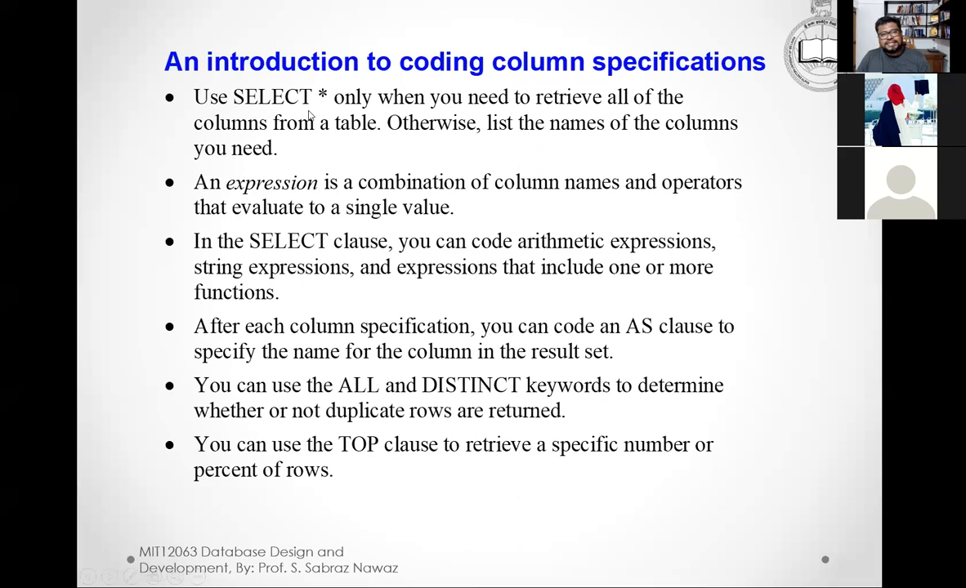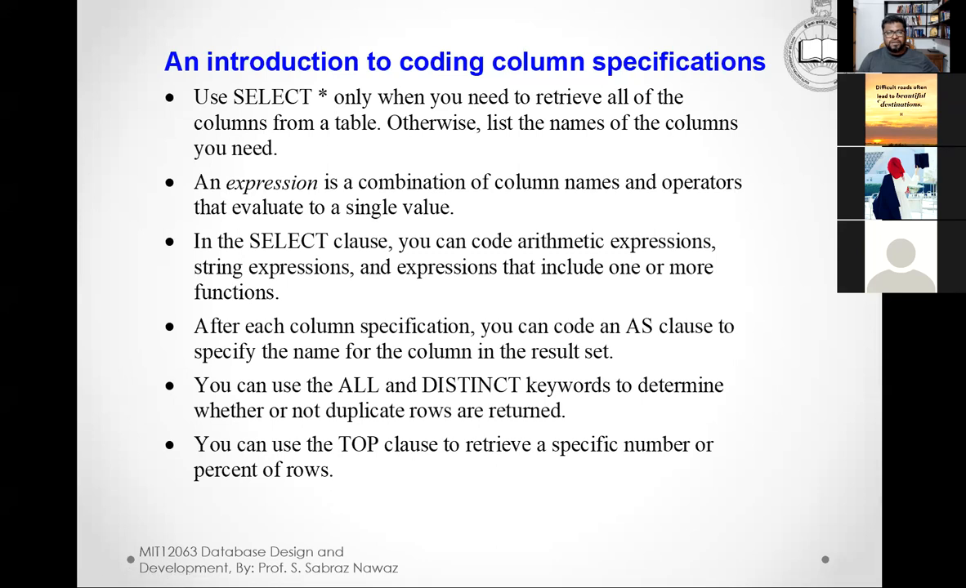So we use select all only when you need to retrieve all the columns from a table. We have seen this. So if you want to retrieve all data from a table, entire data, whole data, we use this asterisk, select all. Okay. Any doubts? No, sir. Otherwise, we use a list of names of columns. Vendor ID, comma, vendor name, comma, vendor city, like that. We use the column names.